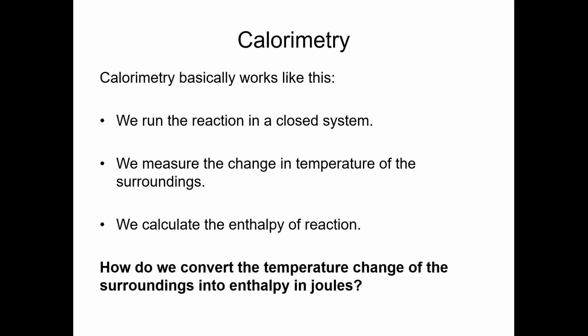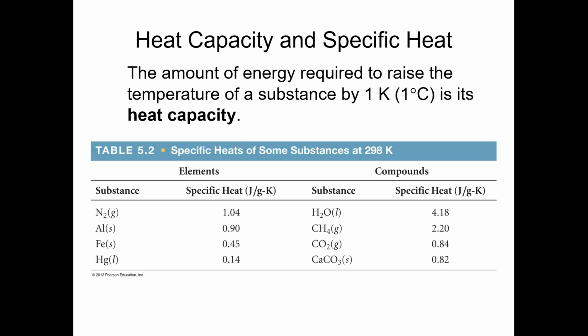One question that raises is, how do we convert the temperature change of the surroundings into enthalpy in joules? Well, it turns out that every pure substance, including water, which is the surroundings that we use in a coffee cup calorimeter, has a physical property known as its specific heat or heat capacity. You can see this for various substances here: nitrogen gas, aluminum, iron, mercury, water, methane, carbon dioxide, calcium carbonate. For water, it turns out to be 4.184 joules per gram Kelvin.